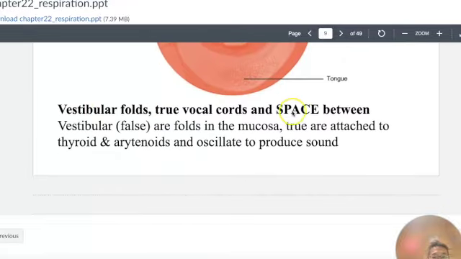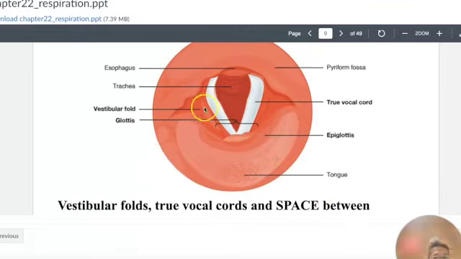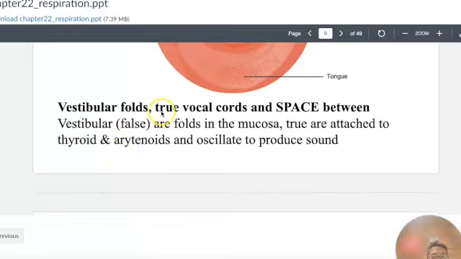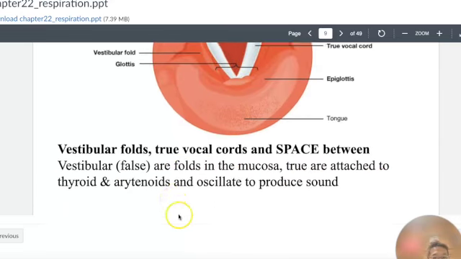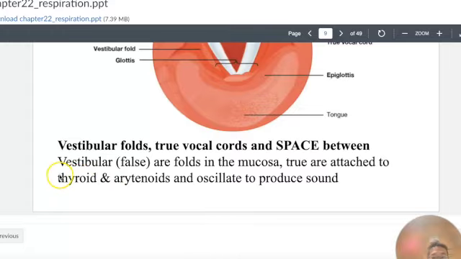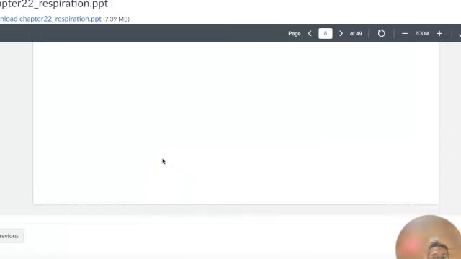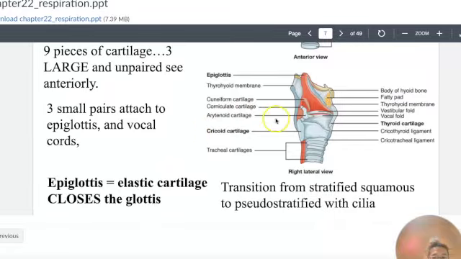Vestibular fold, true vocal cord, and the space between. The vestibular fold is called the false vocal cord. The true vocal cords are folds of mucosa attached to the thyroid and arytenoid cartilages and oscillate to produce sound. So this is your true vocal cord. Again, it is attached to the thyroid and the arytenoid, which we saw earlier, right here. That is the vocal cord if you're looking straight down.